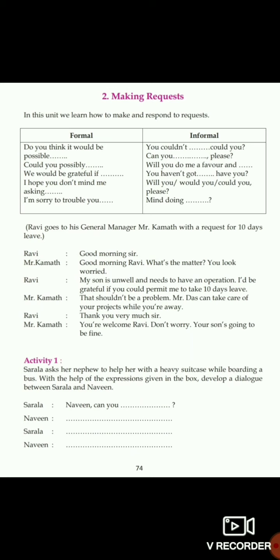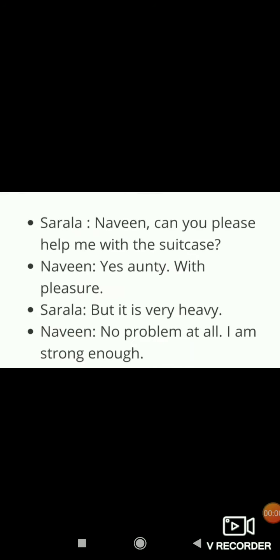So the expressions we have to use here are informal. We are making a request, so we have to go for informal expressions. So let us see how we can do it. So let us see the dialogue.